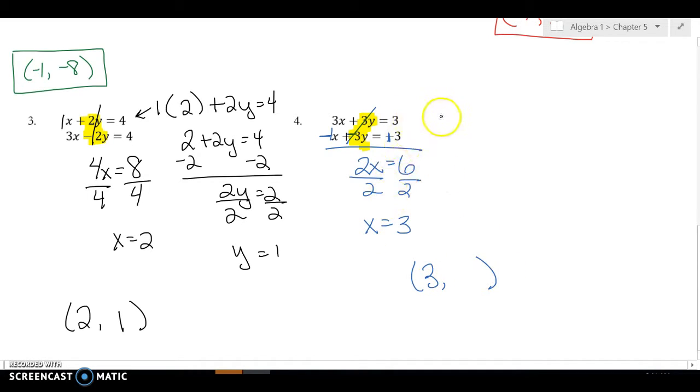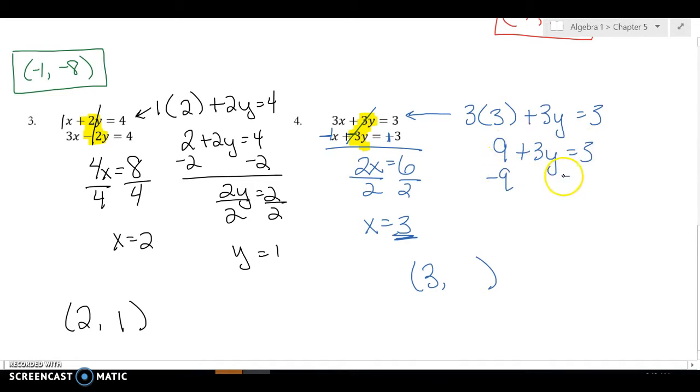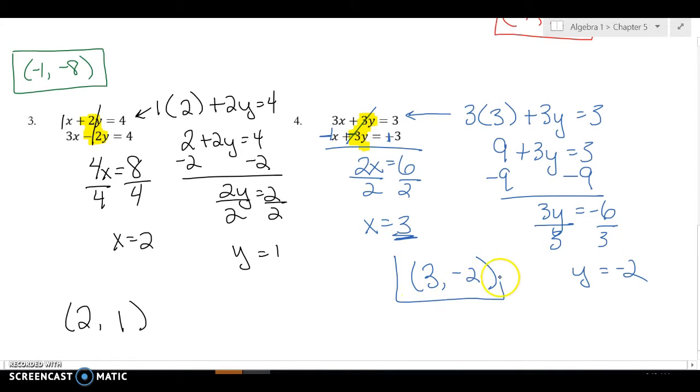And so now what I need to do is plug it in. And again, I'm usually going to plug it into the one that I didn't touch. So it's 3 times x plus 3y is 3. And my x value is 3. So that gives me 9 plus 3y is 3. I'm going to minus 9 on both sides. So 3y is negative 6. And I'm going to divide by 3. So y is negative 2. And that's it.